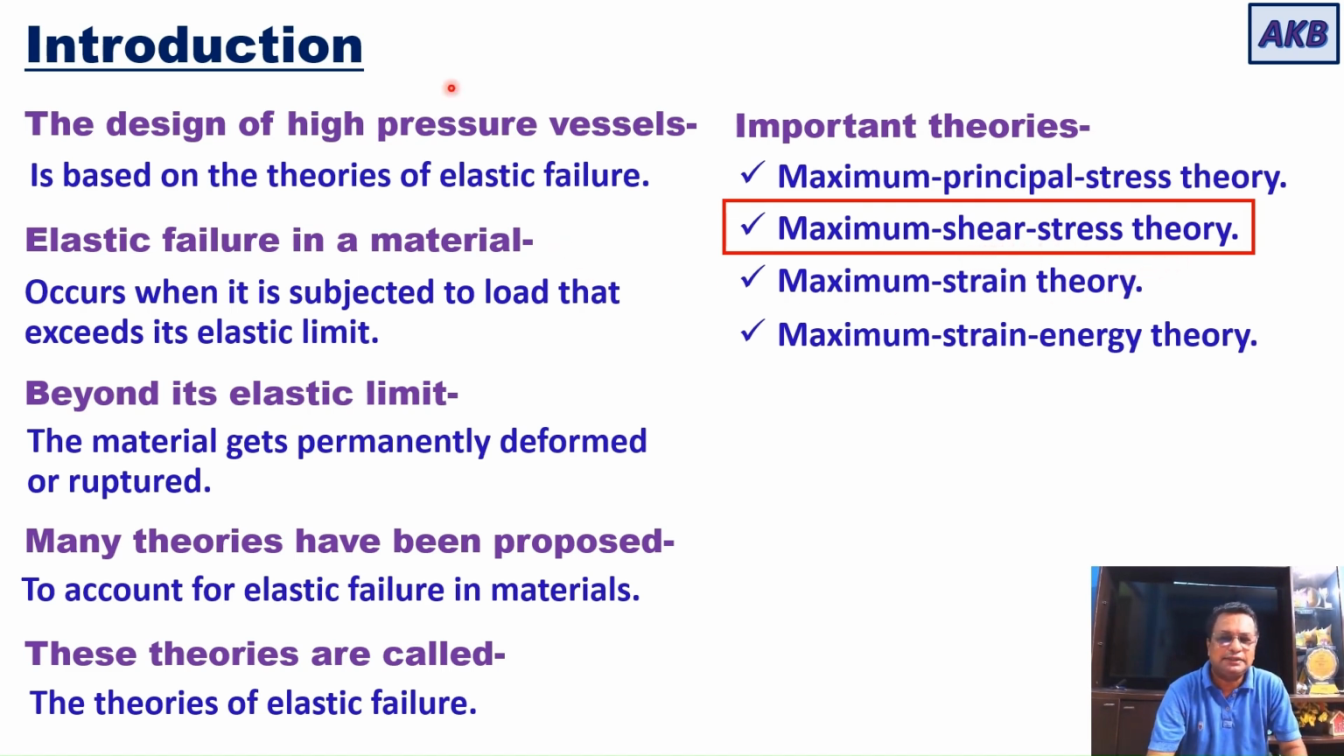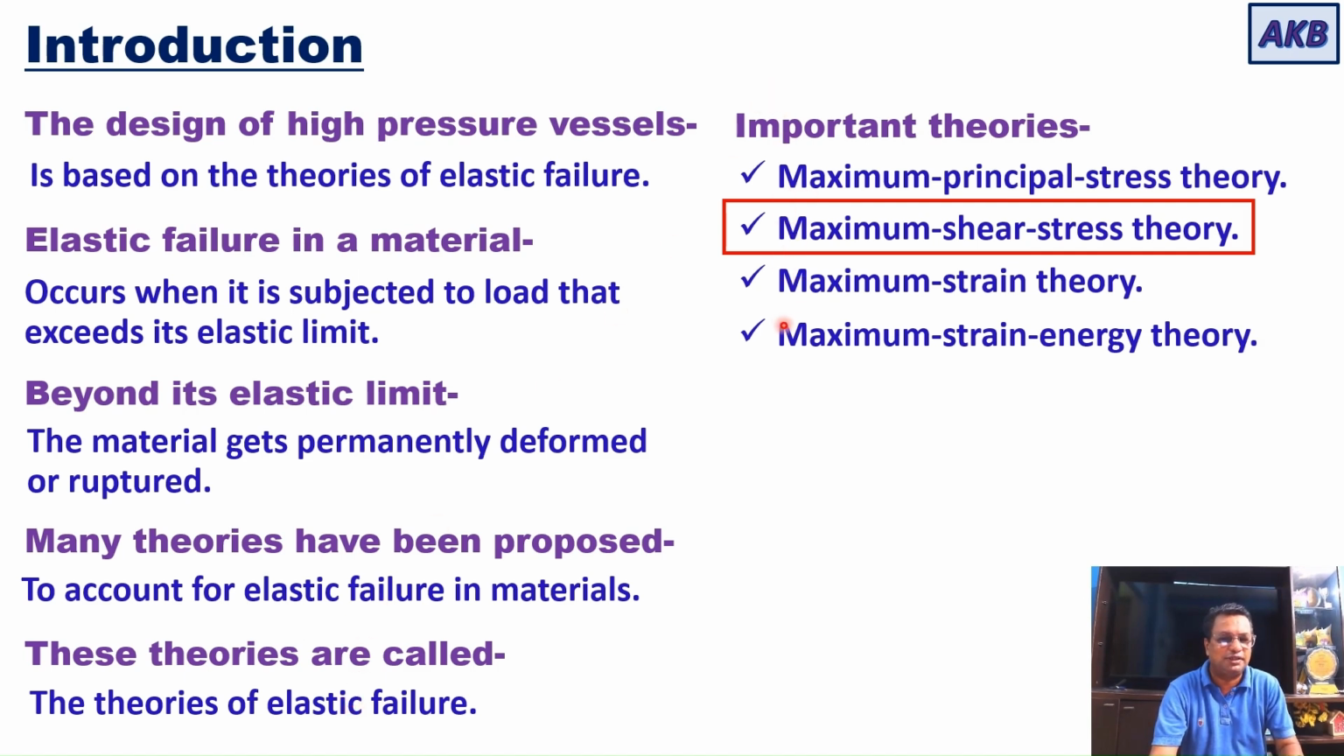Okay. So as the design of high pressure vessels is based on theories of elastic failure, it is important for us to know more about these theories. Elastic failure in a material will occur if the material is subjected to a load that is more than its elastic limit. Beyond the elastic limit, the material will get permanently deformed or permanently ruptured. And to account for this elastic failure, many theories have been proposed in the literature. We call those theories the theories of elastic failure.